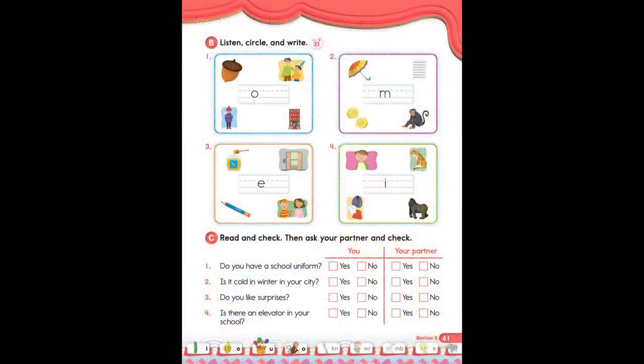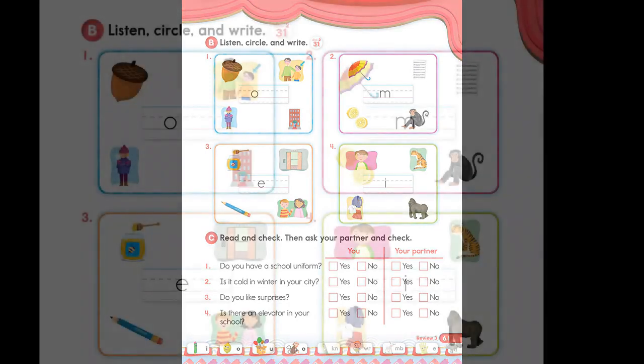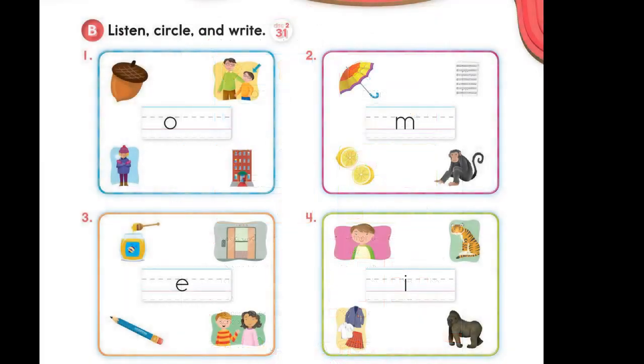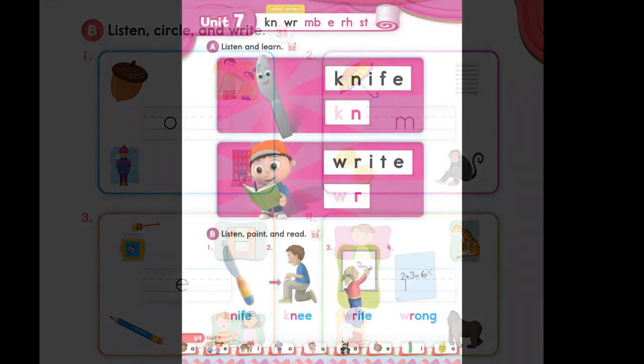Page 61. B. Listen, circle, and write. 1. Sun. 2. Lemon. 3. She. 4. Child.